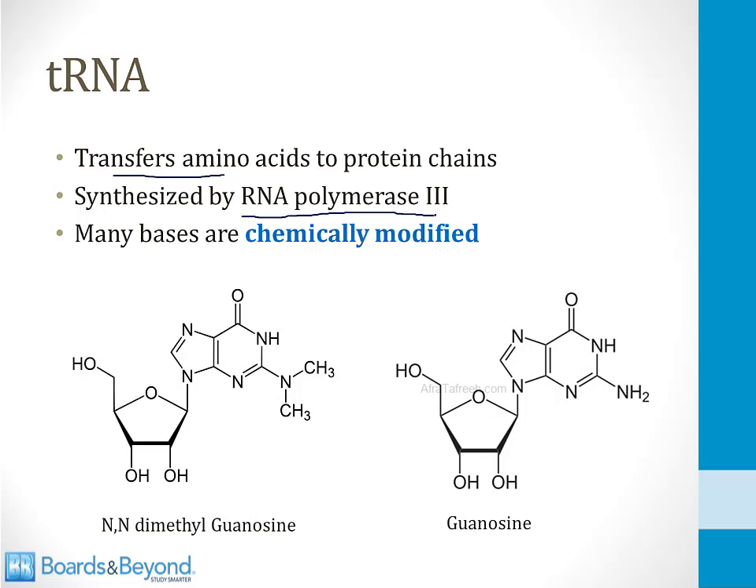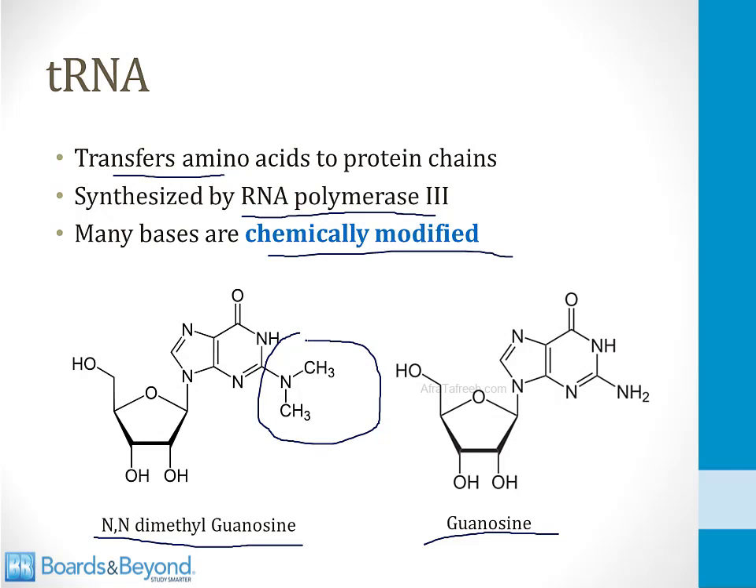In addition, many of the bases are chemically modified. They are not the normal bases you find in RNA. For example, on the bottom right side of the screen is the chemical structure of guanosine, which you can find in many RNA molecules. In tRNA, you often find N,N-dimethylguanosine. It looks like guanosine, but it has this structure added to the molecule. This is an unusual base, and this is the kind of thing you find in many tRNA molecules.